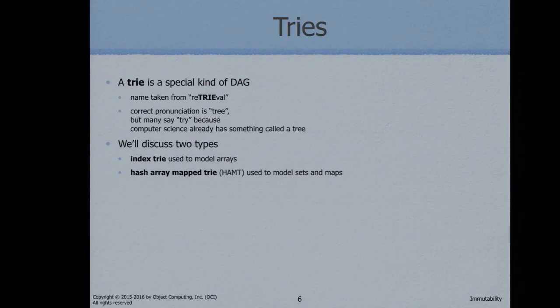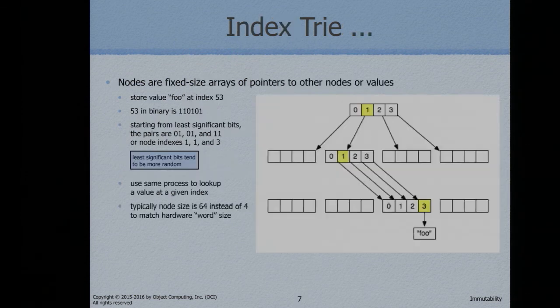So let's take this a step further and talk about tries. A trie is a special kind of DAG, and the name comes from the word retrieval, just the middle of that. The correct pronunciation is tree, but a lot of people call this a trie, and the reason for that is that computer science already has a thing called a tree, so it's less confusing if you call it a trie. But really, it's correct to call it a tree. There are two types of these that we're going to talk about. An index tree is used to model things like arrays, and this hash array mapped tree is used to model things like sets and maps.